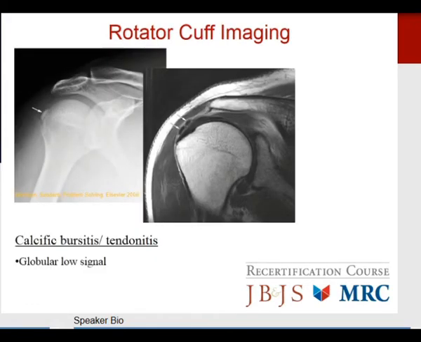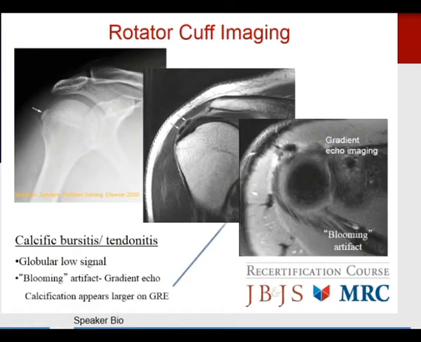Calcifications in the region of the cuff or the bursa can be identified on radiographs. On CT imaging, we're looking for globular areas of low signal abnormality that are present within the bursa or within the substance of the cuff itself. Remember that the gradient echo imaging typically causes this blooming artifact where the calcification appears larger than it is in real life, and this can help detect the presence of calcification either within the bursa or within the substance of the cuff.